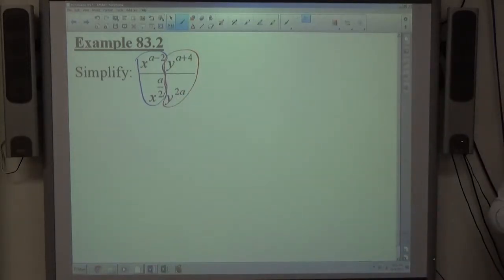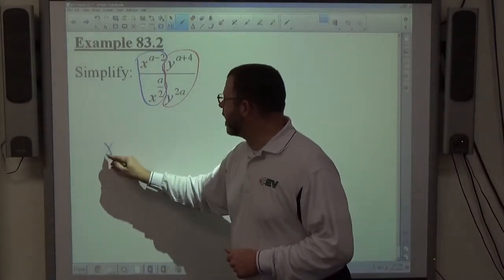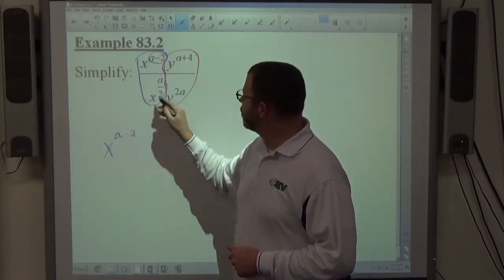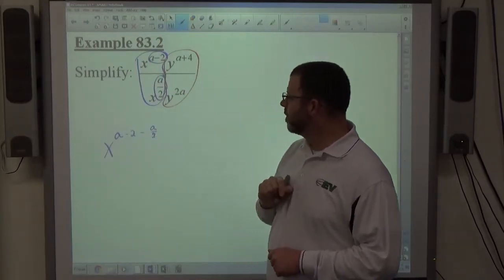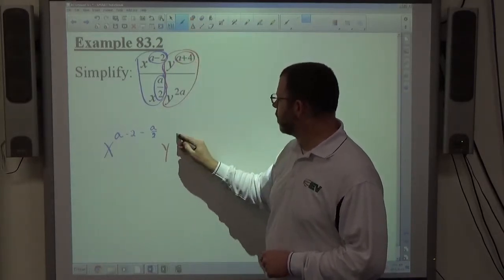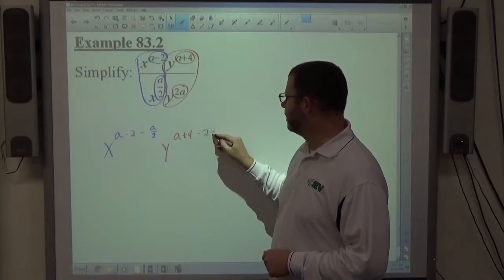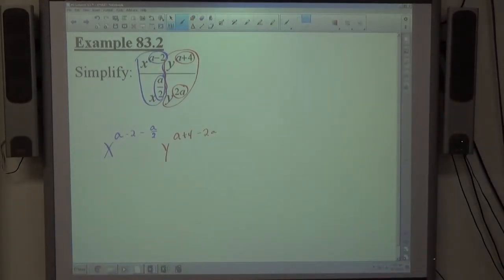Now, the rule for this says I'm supposed to take the top power and subtract the bottom power for each individual thing. So, for x, I take the top power, which is a minus 2, subtract the bottom power, which is a over 2. For y, I take the top power, which is a plus 4, and subtract from it the bottom power, 2a. So again, apply the rule based on the powers you're looking at, and just write out what you have.